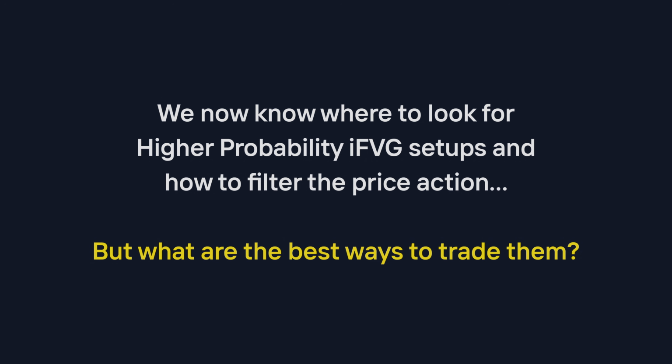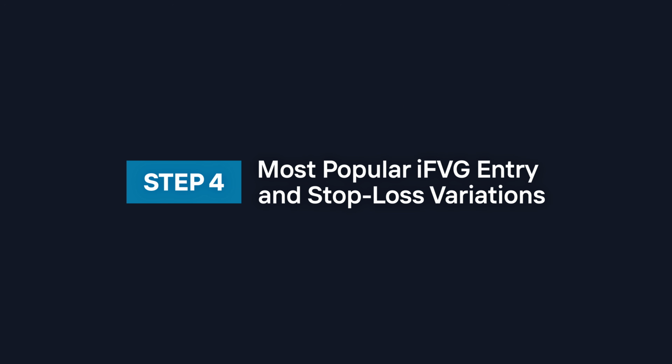And with the information of the two steps we've covered so far, we now know where on the chart we should be looking for iFVG setups, as well as the ideal invalidation move that we look for that makes an iFVG higher probability. But we have yet to cover the different ways we can trade them, which moves us on to the next step, which covers the most popular trade entry and stop-loss placement strategies that traders use with iFVGs.